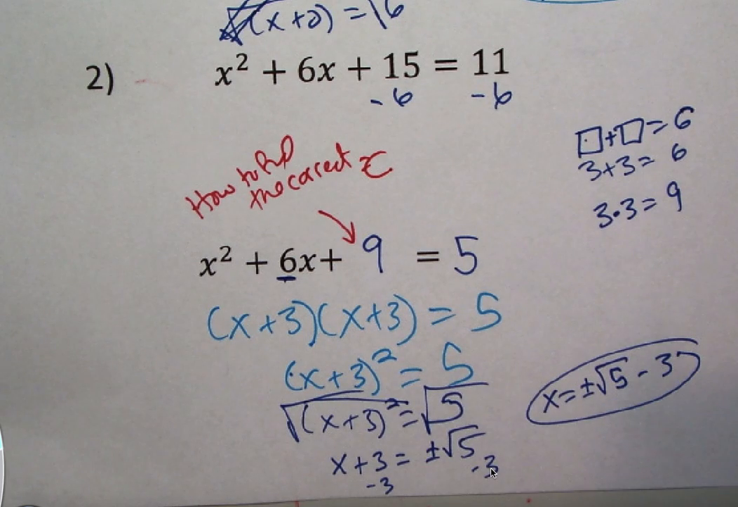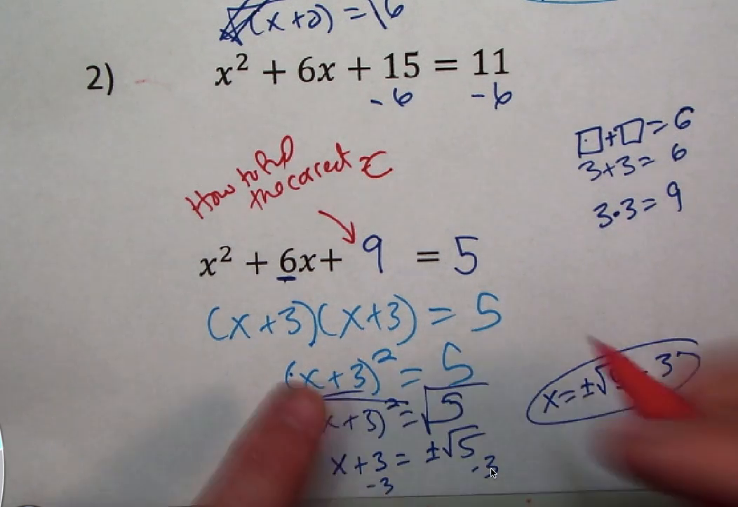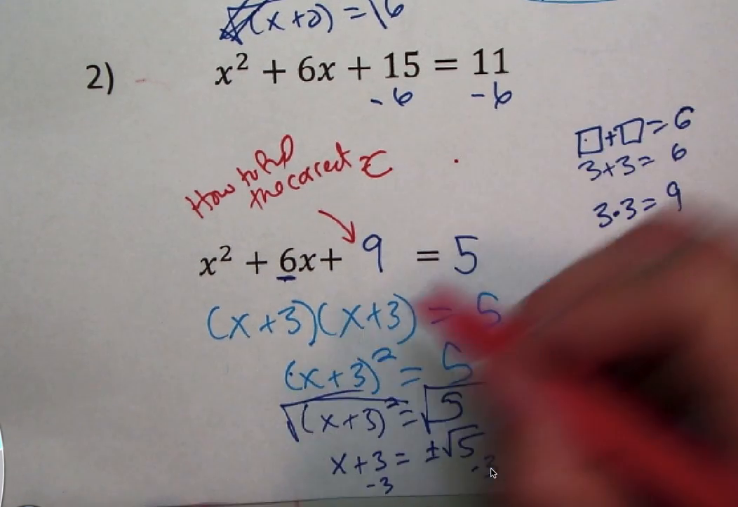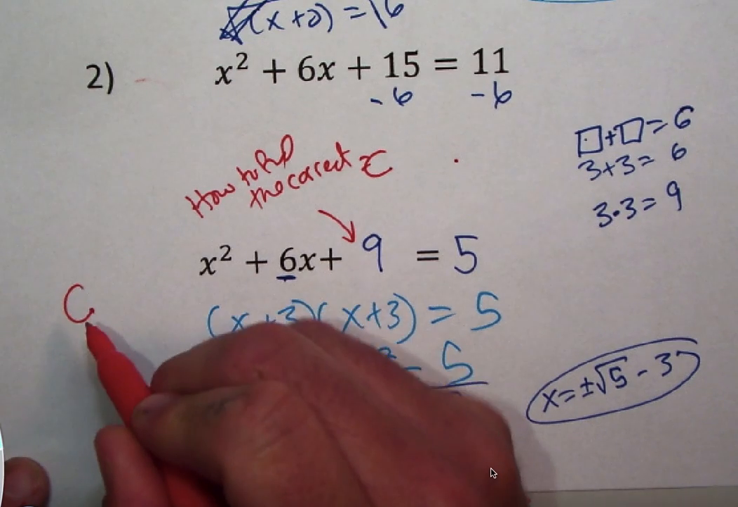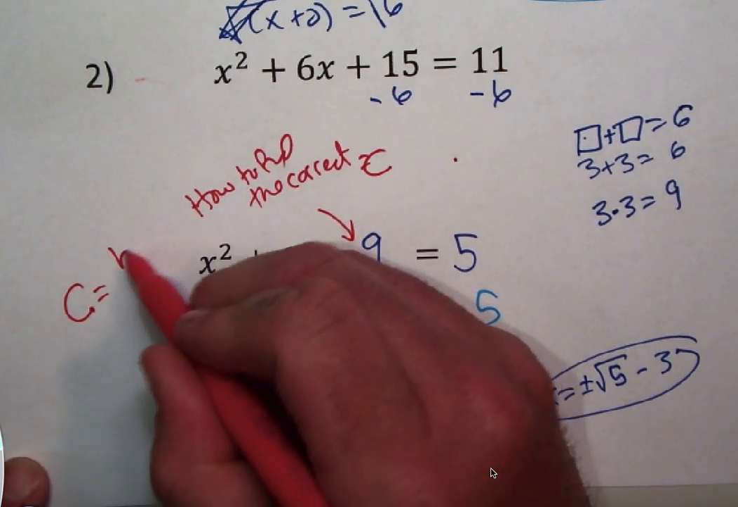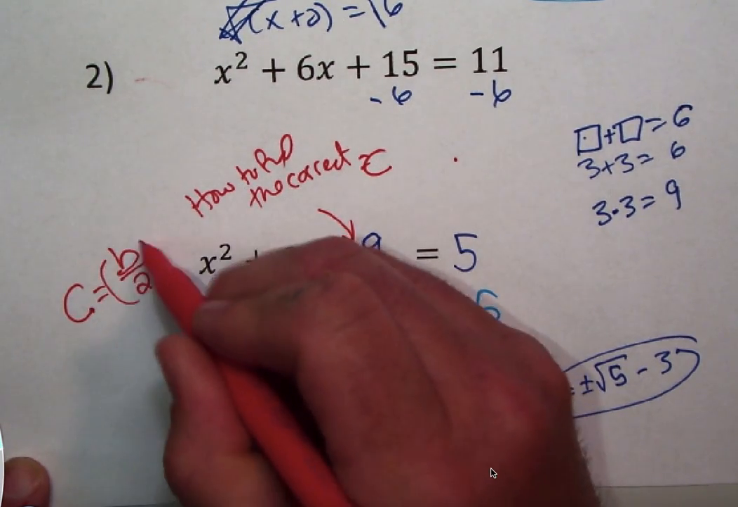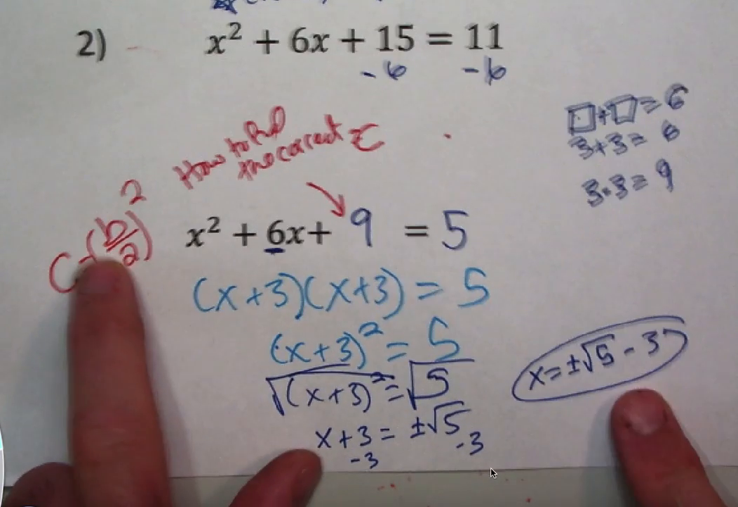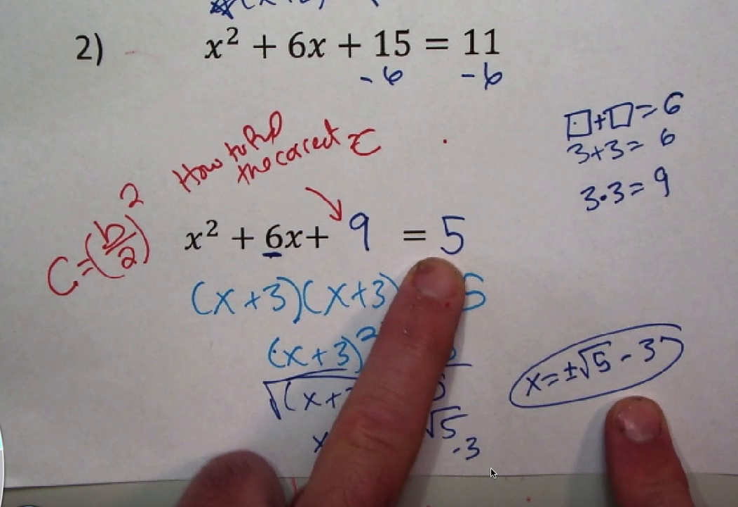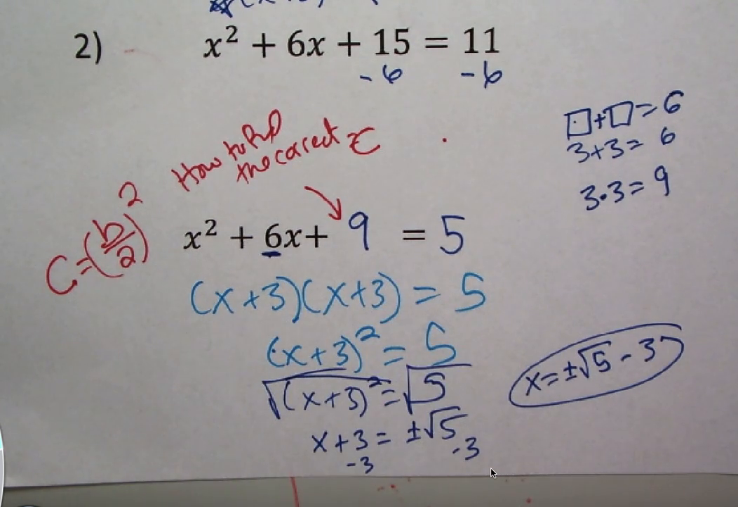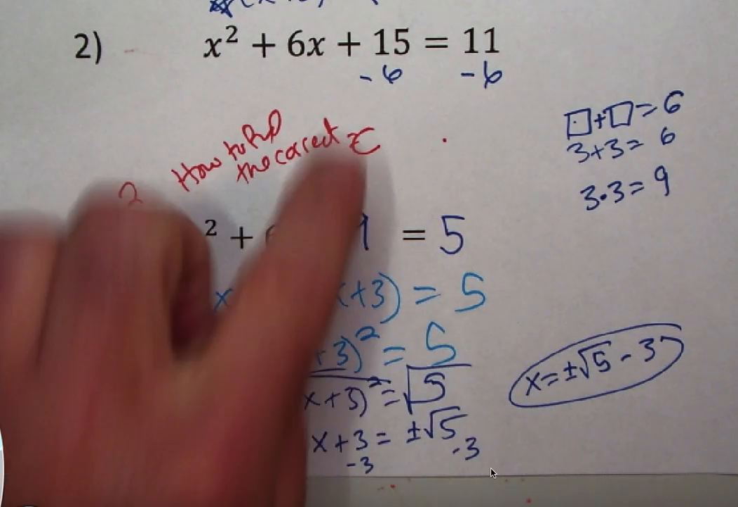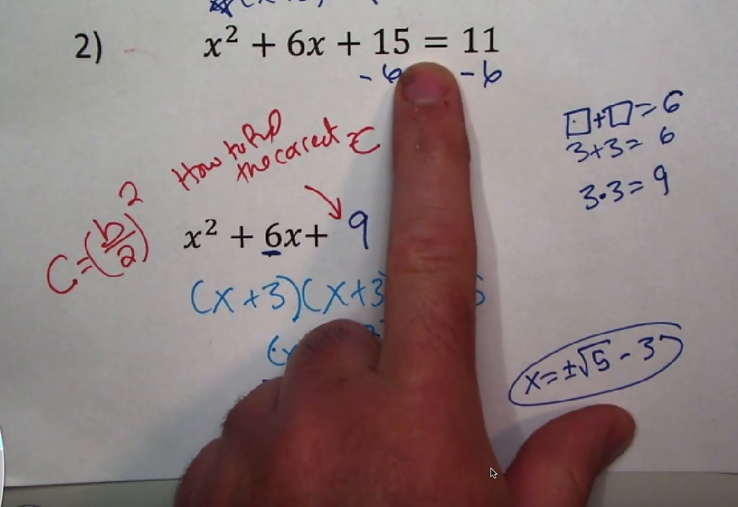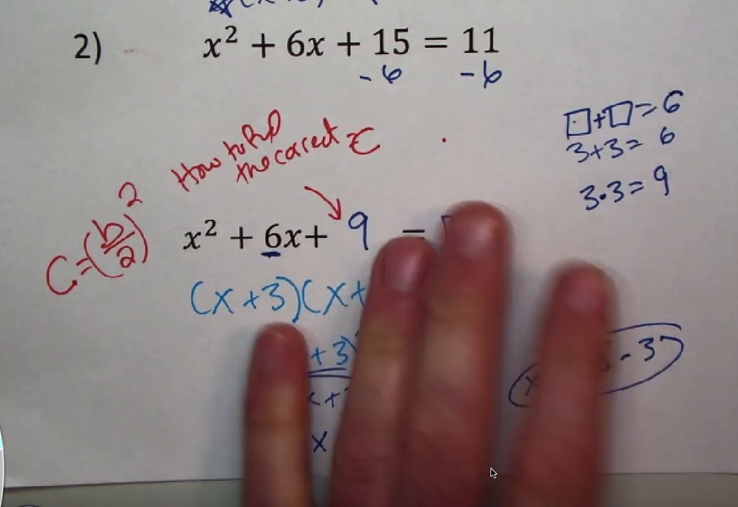And I would have you discover it and turn and talk to your neighbor. But for right now, what you do is you take the correct c value for perfect squares, which is equal to the b value divided by 2, squared. So we take our 6, half of it is 3, and 3 squared is 9. So that's how to find the correct c to make it a perfect square. And then we just have to think about what do we do to this number to get it down to a 6, and we just take away 6 from both sides.